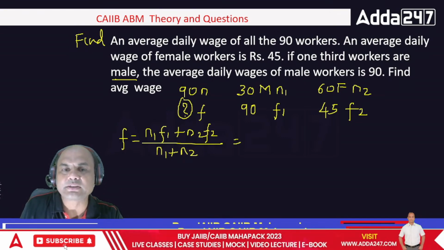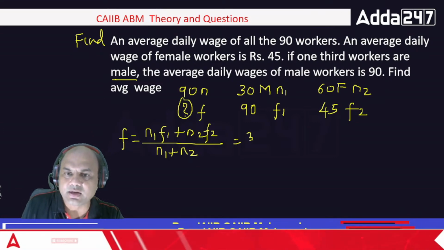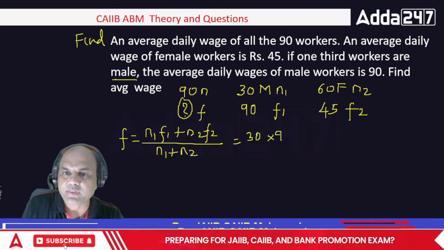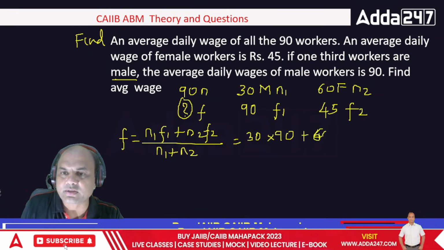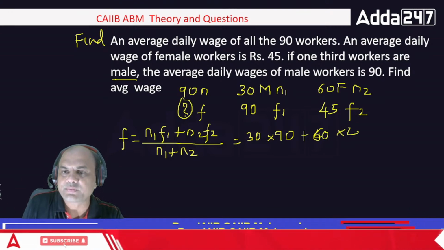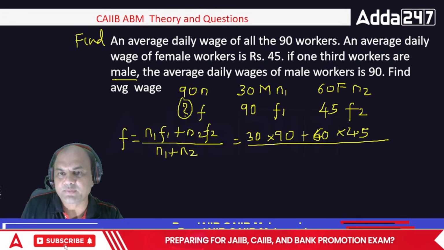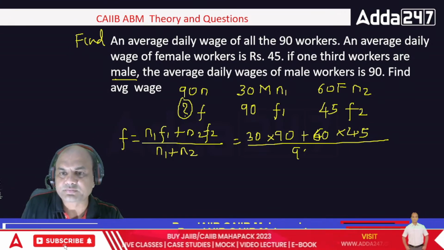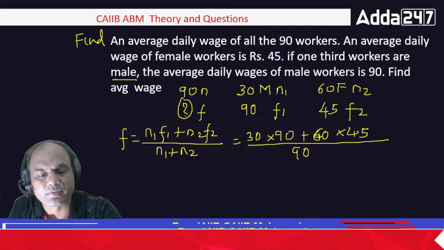So what is N1 F1 now? N1 is 30, so 30 into 90, plus 60 into 45, the whole upon N1 plus N2. What is N1 plus N2? 90. Right? So upon 90. So what are you getting over here? Everyone try yourself. What is the answer you are getting?